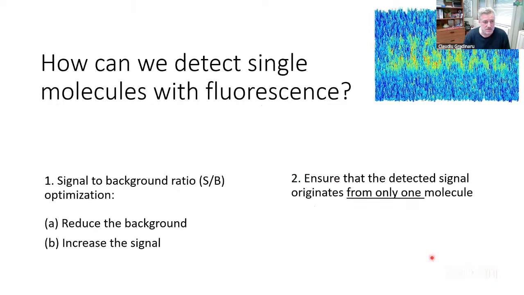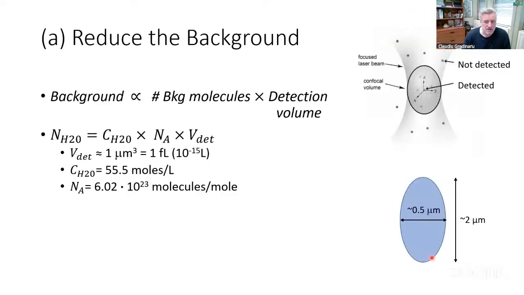So how can we detect a single molecule? I use fluorescence. Basically, it's a signal to noise problem. You either increase the signal or reduce the background, and at the same time, you must make sure that you only look at one molecule at a time. So how do we do this? If you take a laser beam and focus it to a diffraction limited spot using a nice objective, you can focus the light on a volume on the order of a cubic micron, which translates to 10 to the minus 15 liters, or a femtoliter.